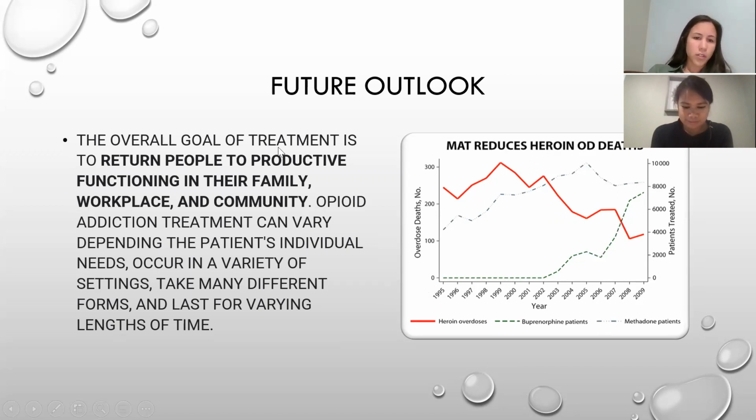Or just prevent people from losing so much, because the overall goal of treatment is to return people to productive functioning in their family, workplace, and community, which is why we usually recommend that medication assisted treatment is only part of the treatment. They really need more help. They need a social network, they need support, they need to probably go through therapy, because they also have to rethink what they want their life to look like and what choices they want to make. Opioid addiction can vary for different people and can last different amounts of time, but the goal is to return people to their lifestyles.